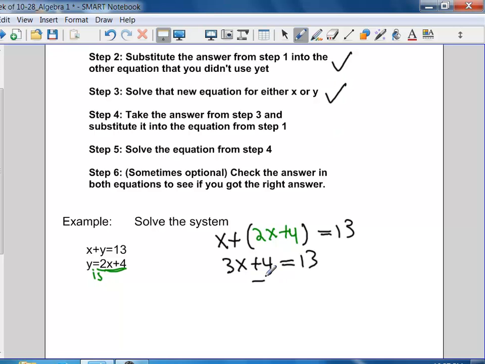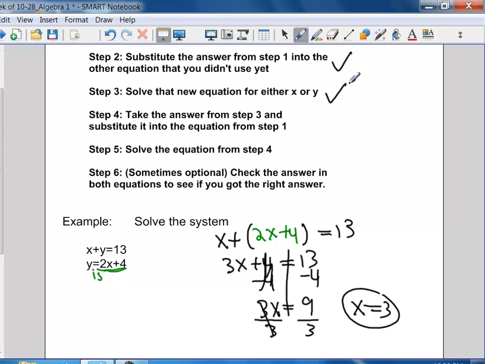So to get x alone, we minus 4. We minus 4. We have 3x equals 9. 13 minus 4 is 9. Divide by 3. Divide by 3. X equals 3.